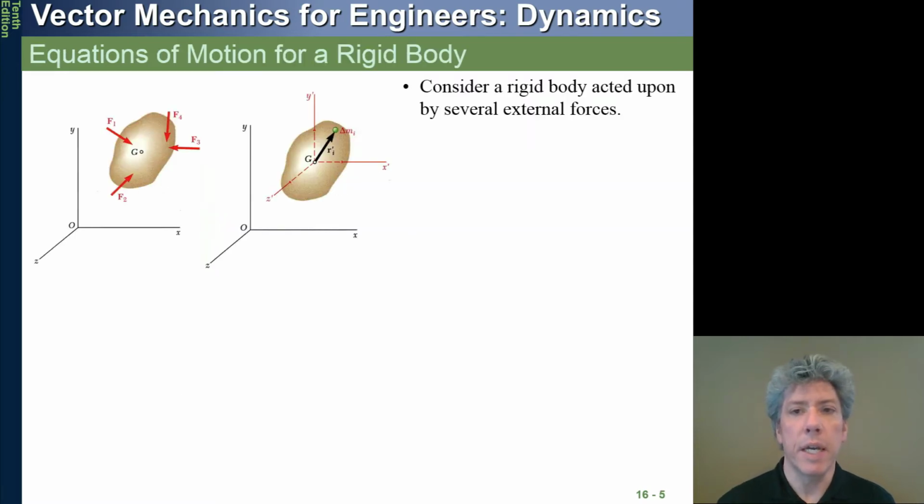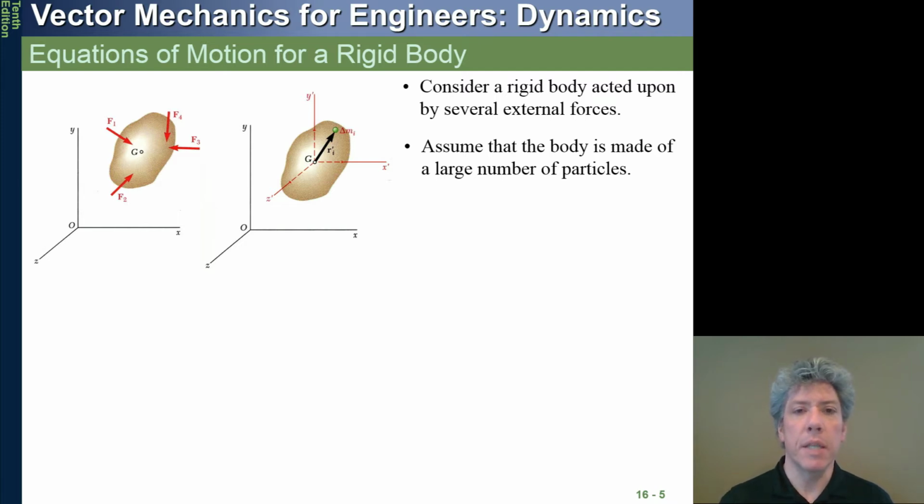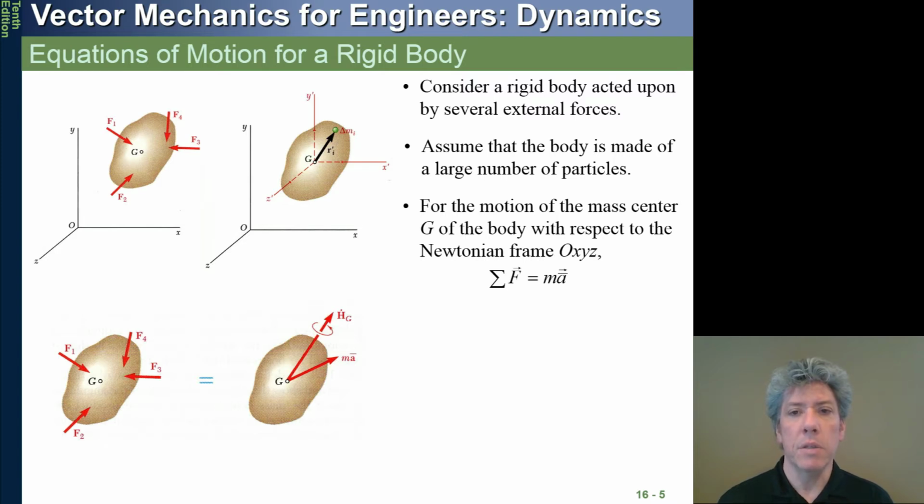So if we think of a rigid body that's acted on by several forces, so you see the potato body, the idea is that we just have some not very well defined shape of body, and we've got, say, four forces acting on it, F1 through F4. Well, what's going to happen is that the forces are going to cause that body to change its motion if they are imbalanced. And so we're going to assume that the body is made of a large number of particles, and so the motion of the center of mass, the center of gravity of the body, with respect to the reference frame, will just be described from sum of forces equals mass times acceleration.